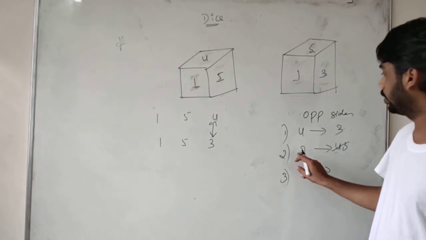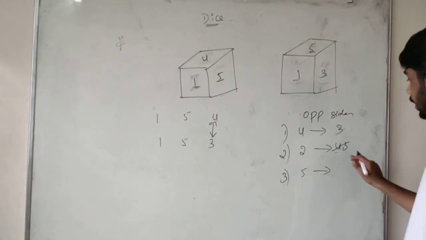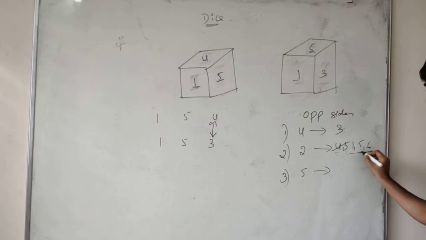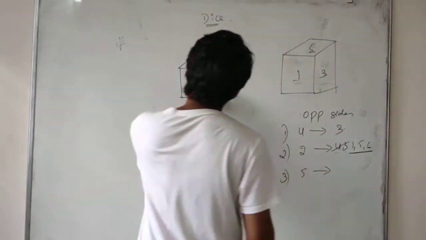So students, what is the opposite of 2 means? We can say that 1 is also a possibility, 2 is not, 3 not, 4 not, 5 and 6. Among these 3, any one will be the possibility. Okay students, now 5 is there. So 5 is there, students.